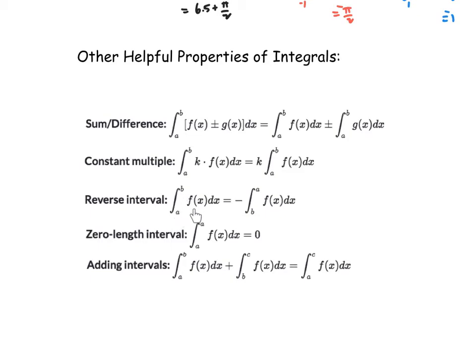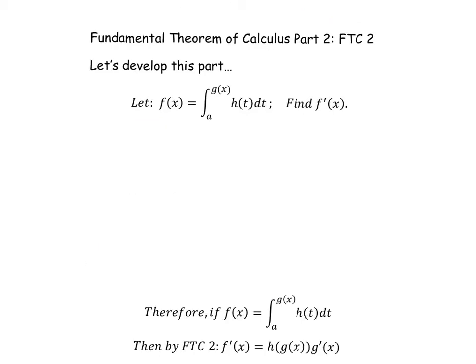If I go from a to b of f of x, that's the same as the opposite sign from b to a of f of x. Just change the sign. Zero length interval seems kind of dumb, but if you take the integral from a to a of f of x, the area under that curve is going to be 0. And it comes up relatively often. Adding intervals from a to b plus b to c is the same as the integral from a to c. Okay, let's keep moving.